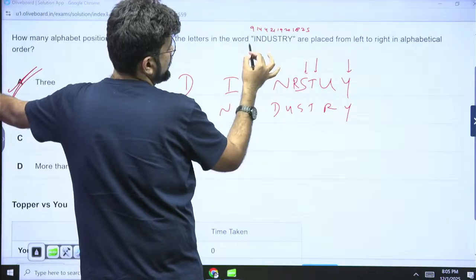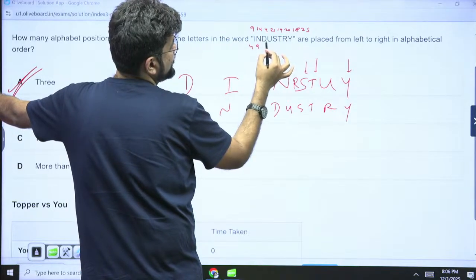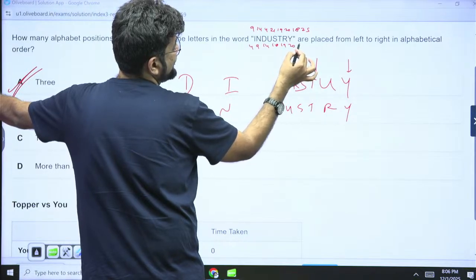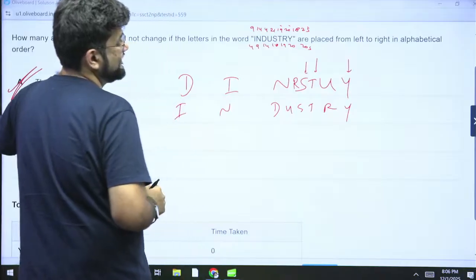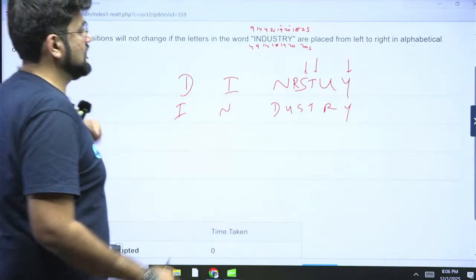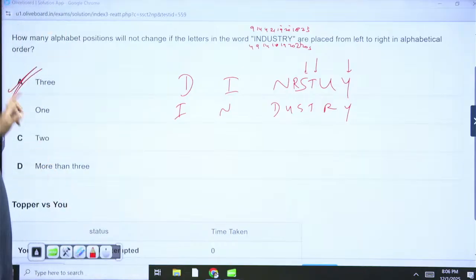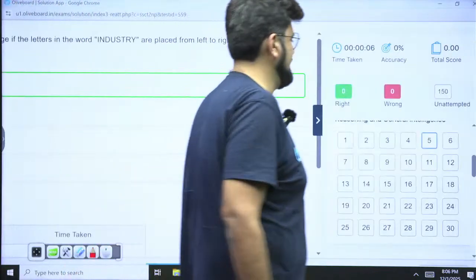So I will say 4, 9, 14, 18, 19, 20, 25. So 19, 20, 25 are the 3 letters which have not changed places, right? 21 will be there in between. Okay. So 3 is the correct answer. 38 seconds. Decent. Not bad. Next.